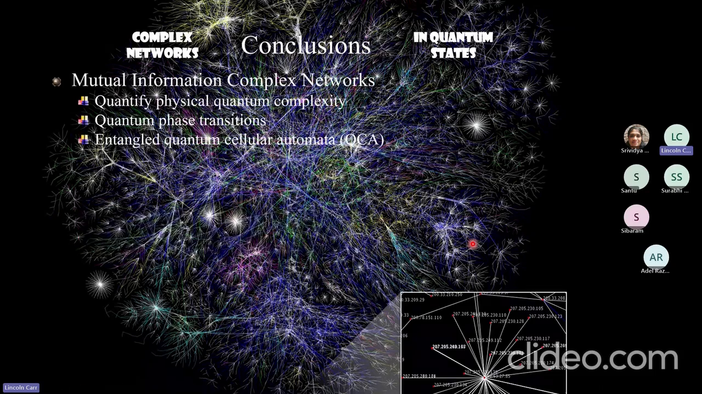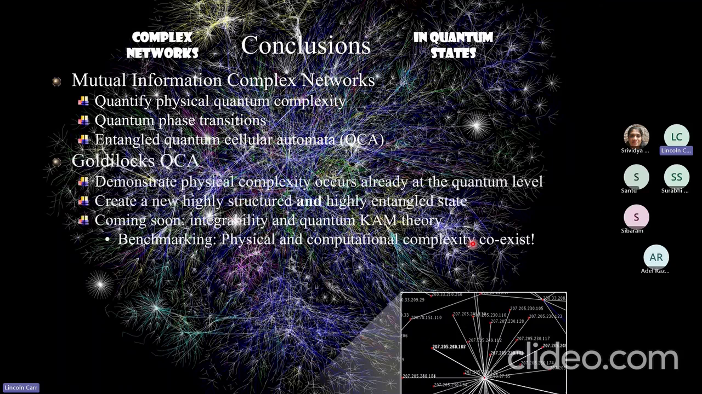I told you about mutual information complex networks, that it quantifies physical quantum complexity. I told you about how you use them on quantum phase transitions and on entangled quantum cellular automata. I told you about Goldilocks quantum cellular automata, which demonstrate physical complexity already occurs at the quantum level. It creates a new, highly structured, highly entangled state. Coming soon, I have this result in quantum CA theory, and it provides a new benchmarking tool for computing. An important piece of this benchmarking is that physical and computational complexity considerations coexist in this model. Very different ideas, but in this model you can do both of them at the same time.